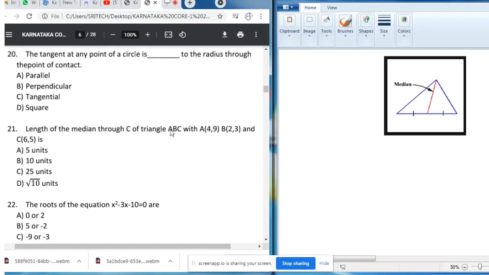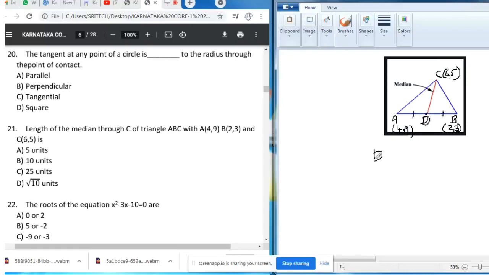Length of the median through C of a triangle ABC with A (4, 9), B (2, 3) and C (6, 5) is. If you see the right side of the screen, I have drawn a triangle based on the question. Here I am representing C because the median is passing through C, and A and B are the other points. A point is represented with 4, 9 and B is represented with 2, 3. C is given as 6, 5. So I am representing the point D. Always a median divides the base exactly in 2 halves. So D will be the midpoint of AB.